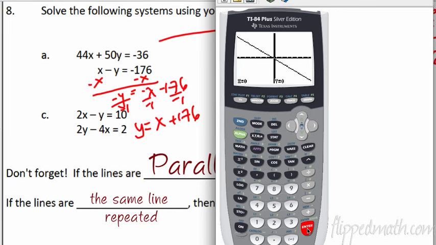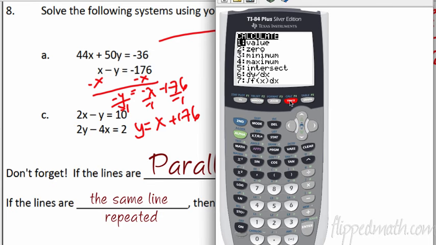It's like a helicopter taking off. Hit enter again. Okay, so now I've hit enter twice, and I see that they cross right here. So I need to direct the calculator to go find that point of intersection. To do that, you need to come up here under calculate. Once you see them cross, second, calculate, and choice 5 is the intersect.